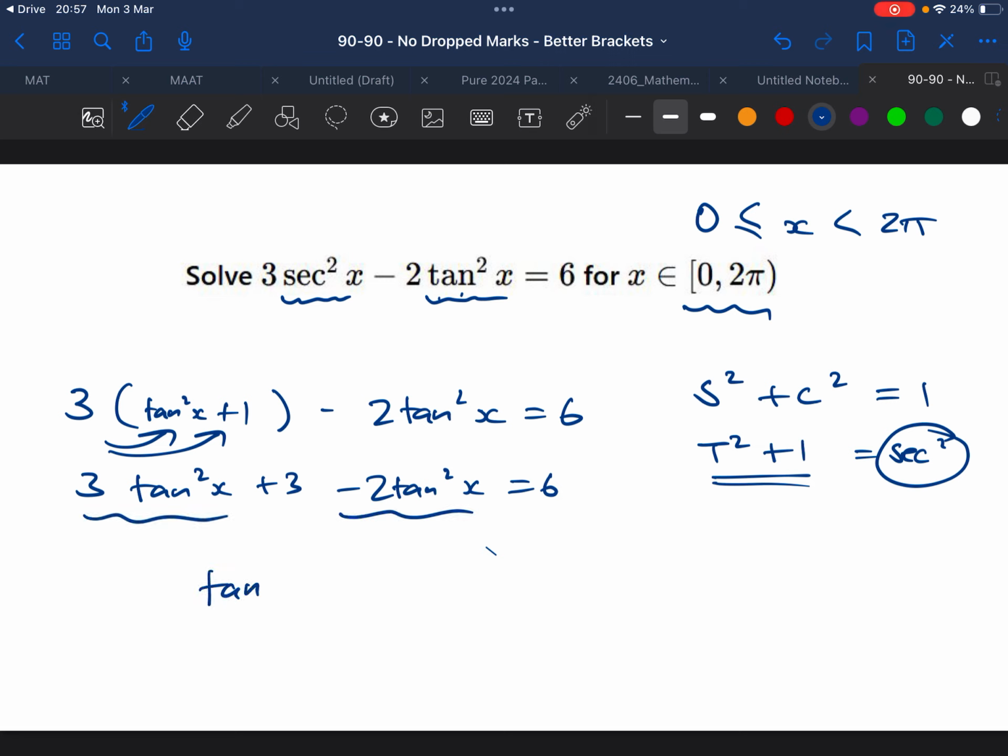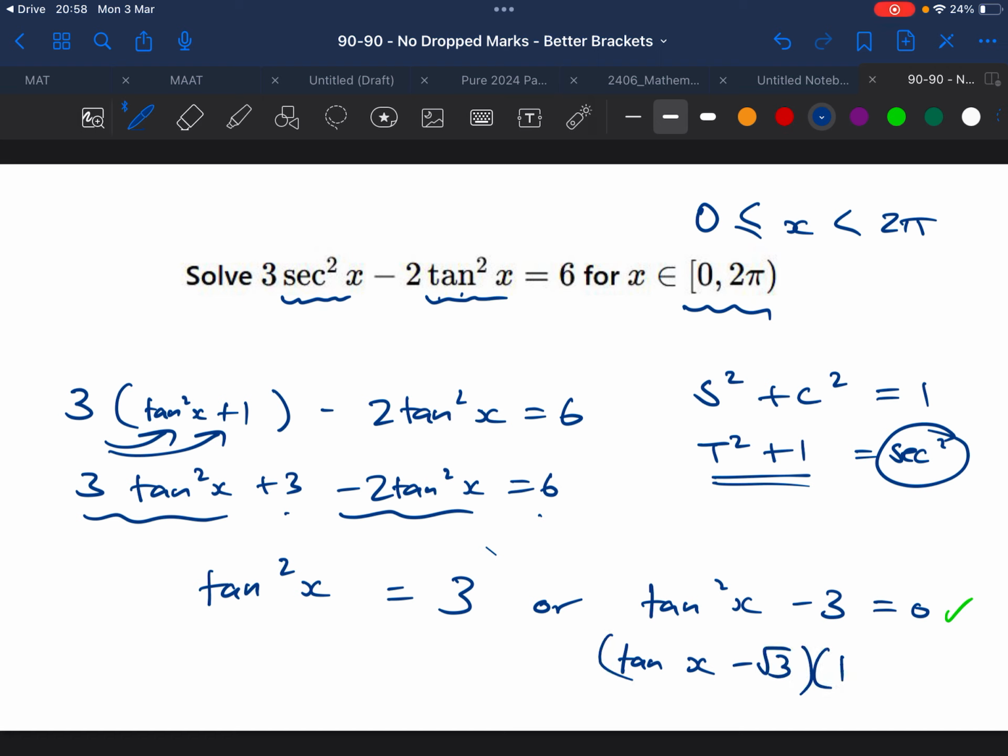So that would give me tan squared x. Well, since there's no middle bit, I'm actually going to move the numbers to the other side. So I would get tan squared x equals 3, or if I didn't move them to the other side, I would get tan squared x minus 3 equals 0. One advantage of this method over here is it stops you forgetting answers. Let me show you what I mean. It's not the nicest number in the world, but hopefully you can see where this is coming from.